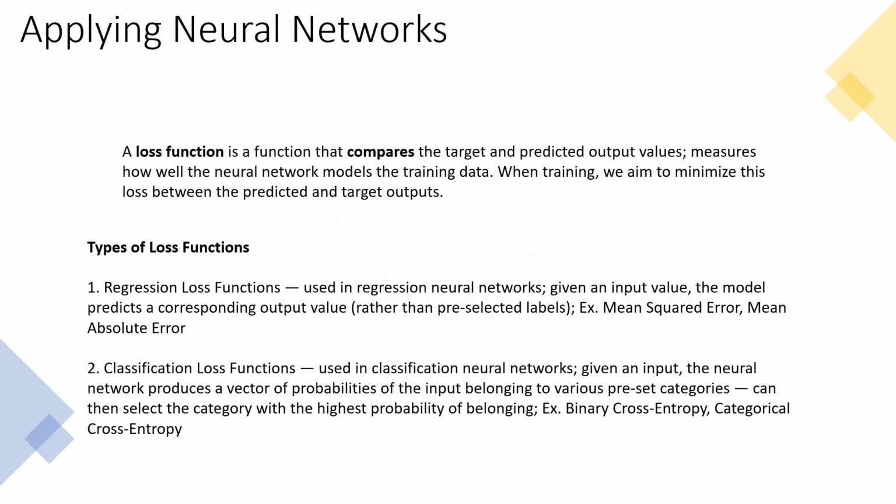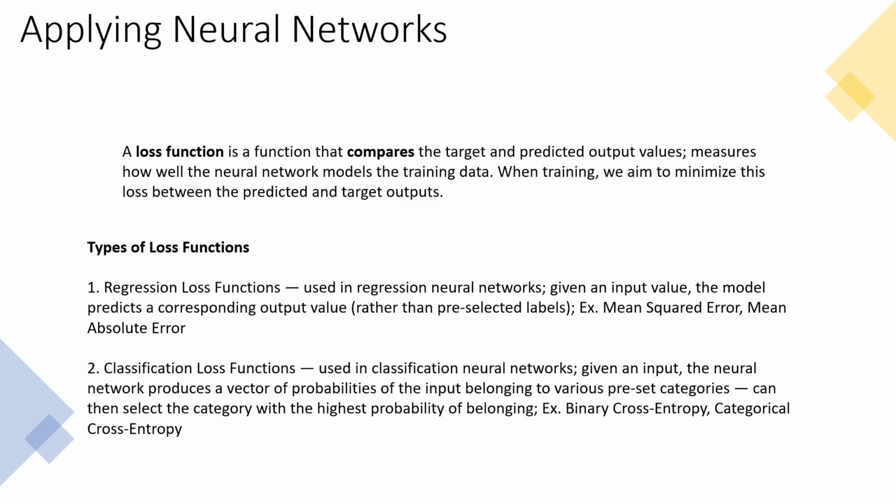Okay, so let's see a little bit more about the loss function. A loss function is a function that compares the target and the predicted output values, and measures how well the neural network models the training data. When training, we aim to minimize this loss between the predicted and target outputs. That was the definition.